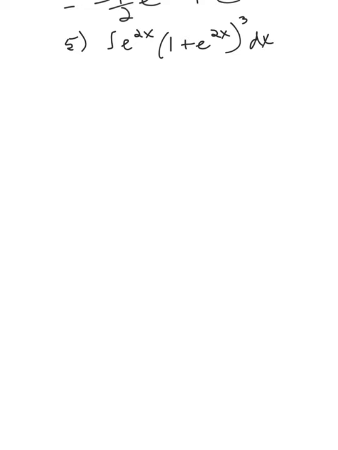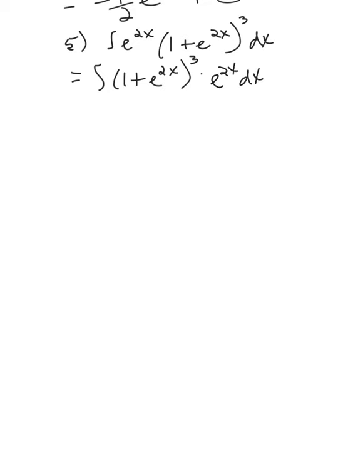On example 5, we have the integral of e to the 2x power times the quantity of 1 plus e to the 2x power being raised to the third dx. This is going to be a slightly different type of problem because we have a quantity to a power. So the first thing I'm going to do is reorder this just to help you see it a little bit. I'm going to put the quantity to the power out front and then put the e to the 2x dx at the end.